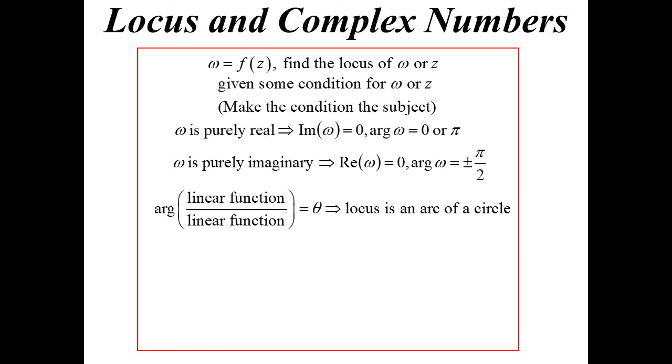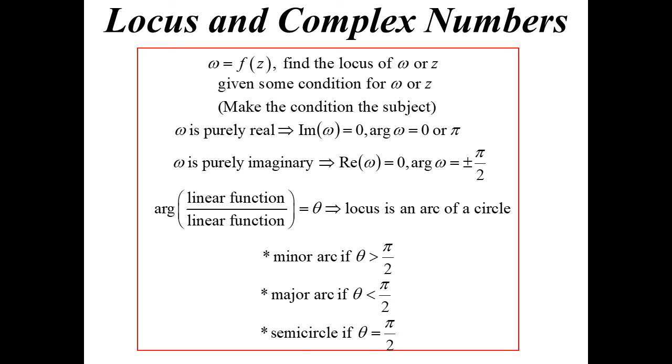This one here, if you see argument, and then you've got like a fraction, and it's a linear function on a linear function, I don't know, z plus 2 on z minus 3, or something like that. That's going to end up being an arc of a circle. We know it'll be a minor arc if that angle is bigger than 90. It'll be a major arc if it's less than 90. And of course, if it's equal to 90, you've got a semicircle. So there's a few to look out for.